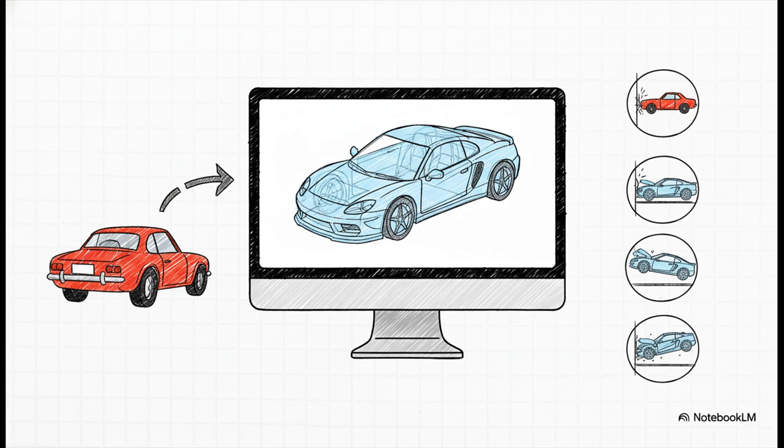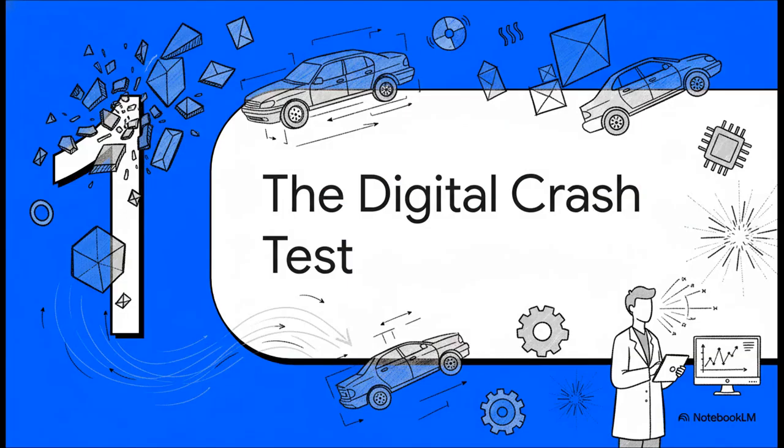They build a perfect virtual twin of the car on a computer, and then they crash it thousands of times in a simulation. The technology that makes all of this possible is called computer-aided engineering, or CAE for short. And the people who are in charge of running these digital crash tests, well, they're a special kind of engineer. So in this first part, let's explore exactly who they are and what they really do.